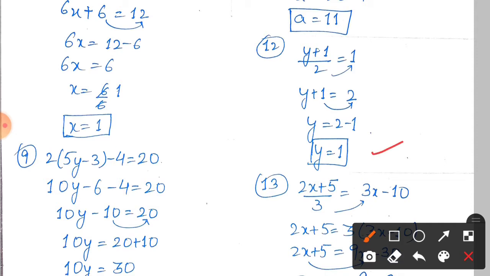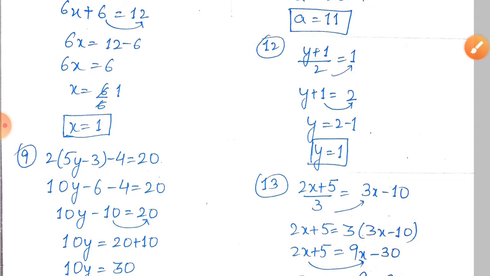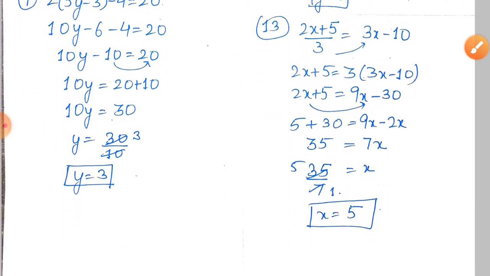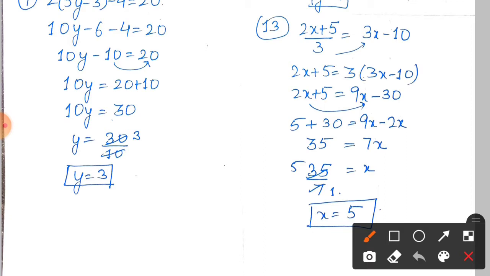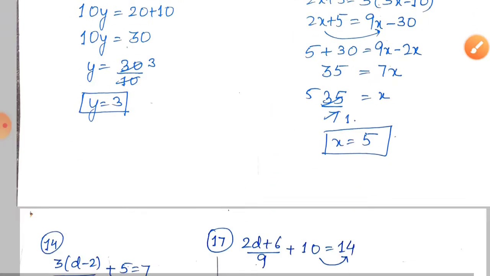Solving in the same way, we get the value of y as 1. Now come to question number 13. In question number 13, again 3 is transposed towards the right side, and then we will open the bracket after transposing and write the variables on one side and the integers on the other side, and thus the value of x is equal to 5.